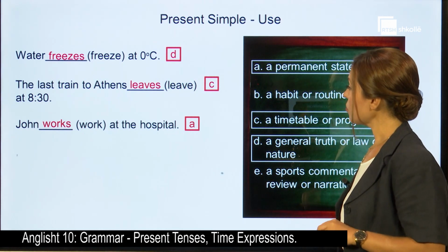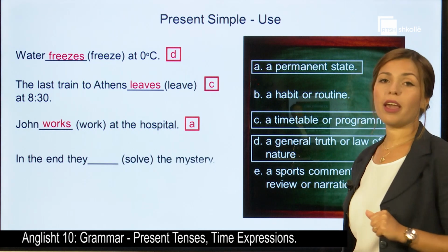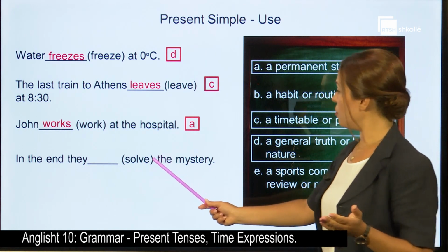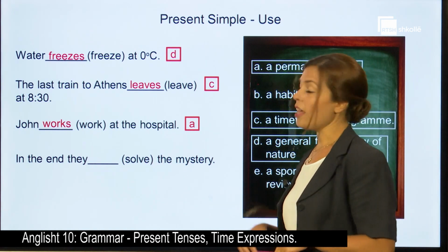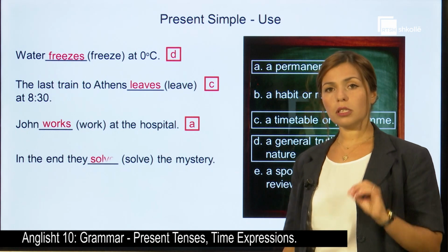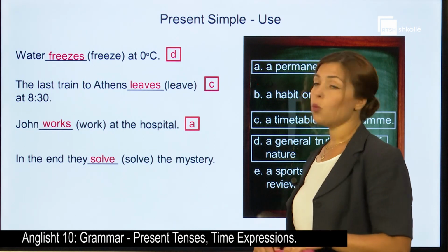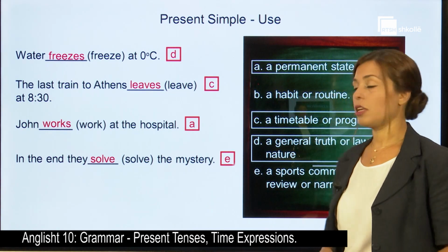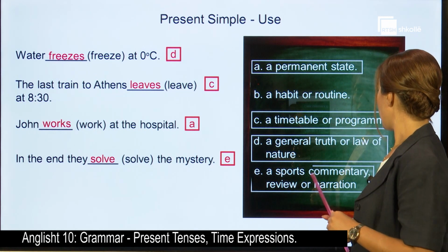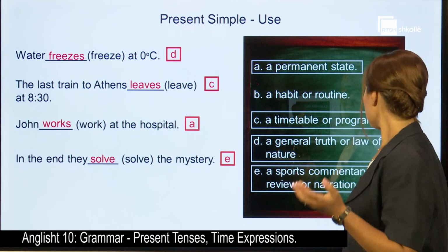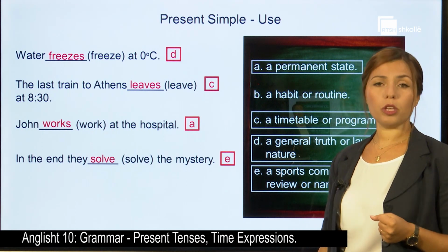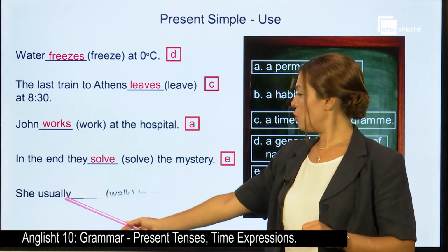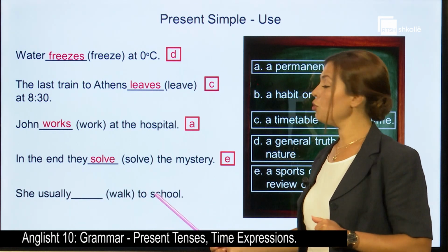Let's move on. In the end, they solve the mystery. So, our verb in plural now. In the end, as it is, they solve, simple verb, the mystery. We can find this sentence when we narrate, when we say something in a story, or for example, when we have a sports commentary, a review. We use the present simple. And one more example. She usually, the verb is walk, to school.